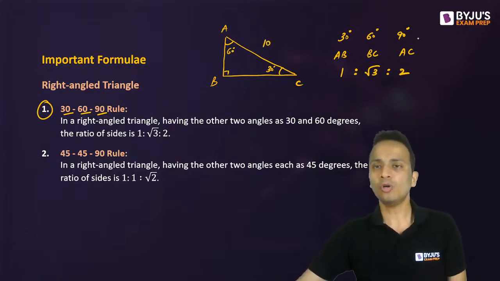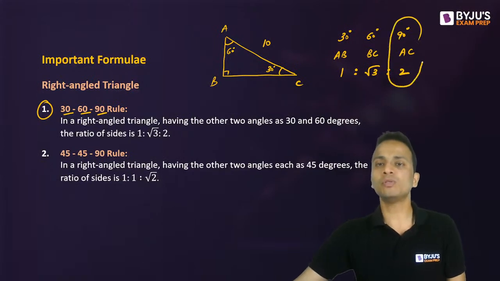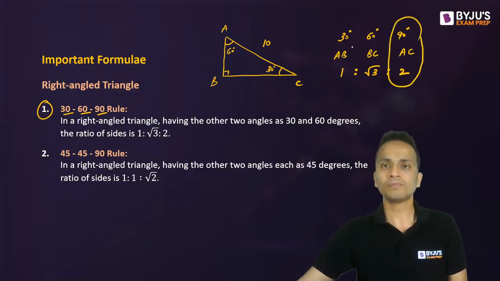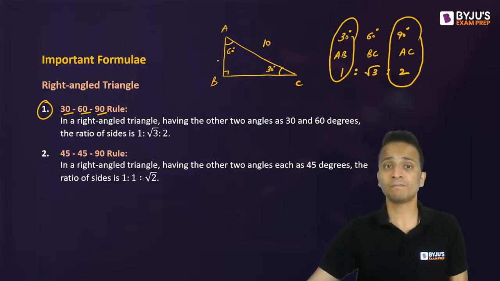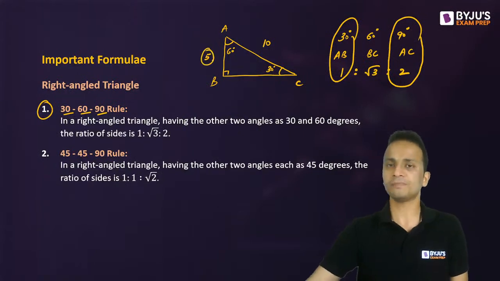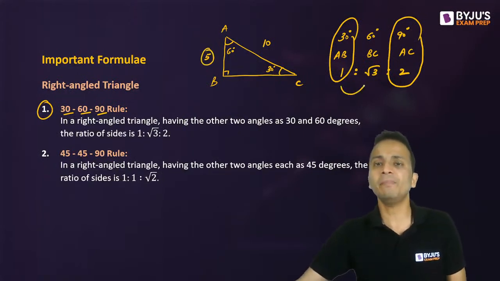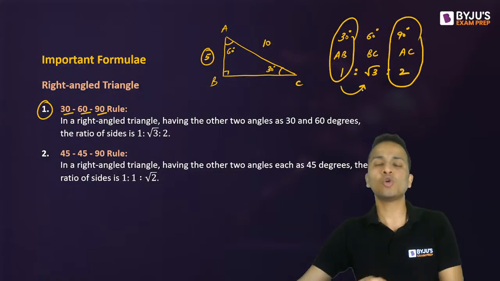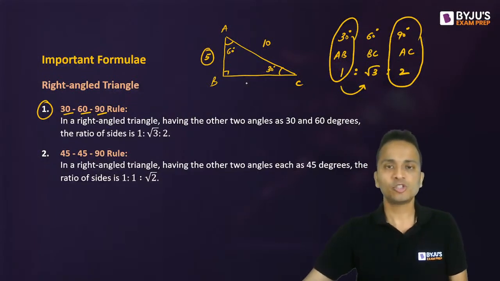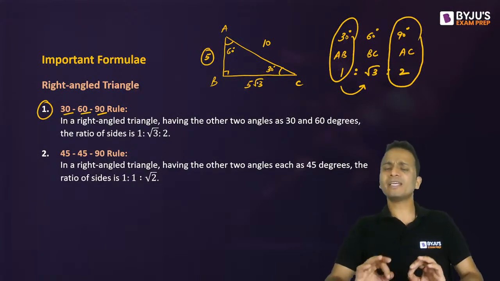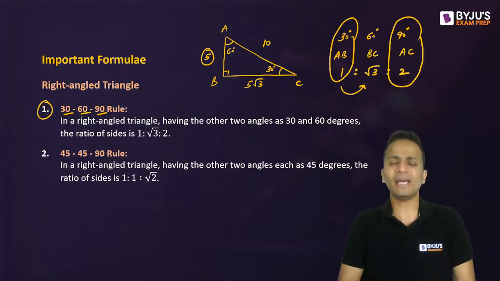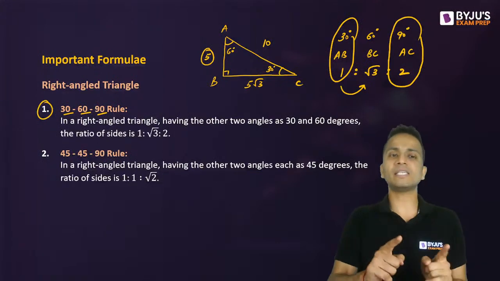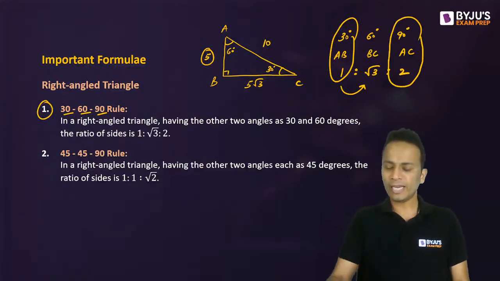Okay, so if the side opposite to 90 degrees is 2, then the side opposite to 30 degrees will be 1. That means half of this. So in this case, AB will become 5. All right. Now, once we have obtained AB, then BC is root 3 times AB, so it will be 5 under root 3. Okay. So this particular thing can be done directly, right? So this is for the 30, 60, 90 degree triangle, right?